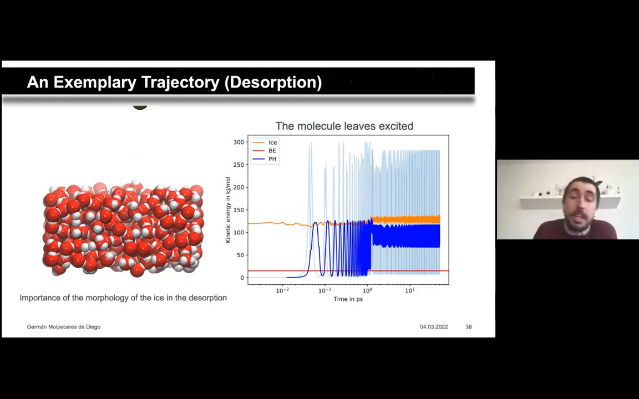But of course, we can also study some energetic parameters from these trajectories, and we can analyze how the energy of the ice increases after the formation of the molecule. This is in orange, and as you can see, for a reactive desorption event, there is almost no transfer of energy from the molecule to the ice, and most of the energy stays on the phosphorus hydrogen, the PH molecule that remains on the surface excited. However, this is only a rare event, it doesn't happen so often.